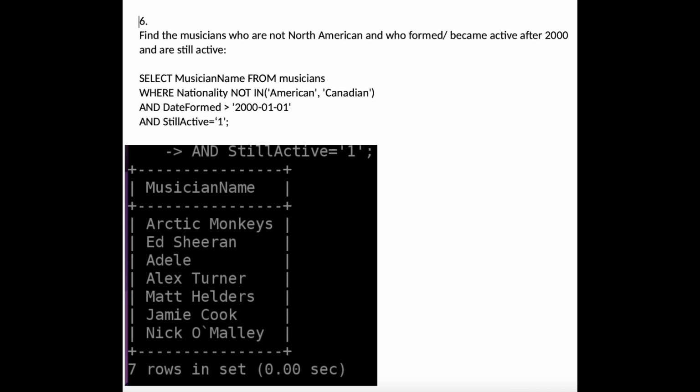This is the final example of how the database might be queried, and I think it gives a good idea of how it could actually be used in real life. This specific query wants to find the musicians who are not North American and who formed or became active after 2000 and are still active.